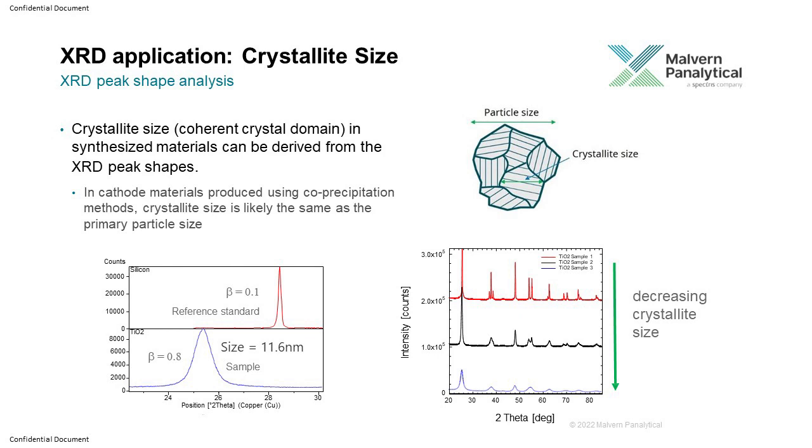So even if you have the perfect chemistry, perfect particle size, everything is good, but if your crystallite size is very small, that gives you an indication that your battery performance will not be good. You have to make a material with crystallite size very close to the particle size, the primary particle size.